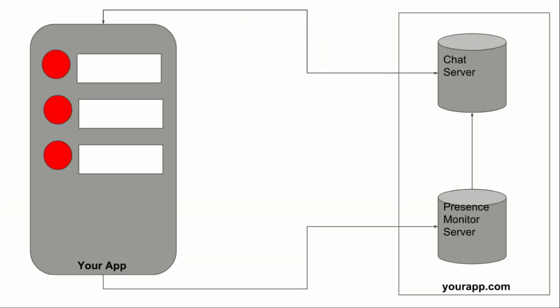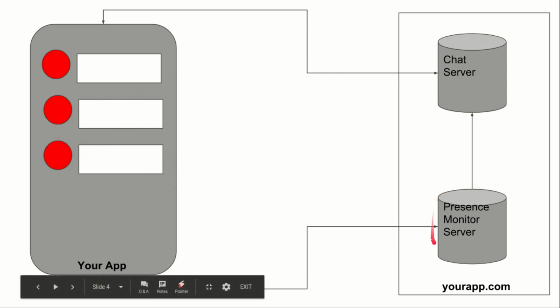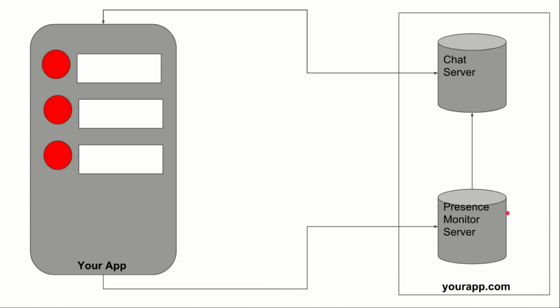Let's suppose you have created a chat messenger. So you need a mechanism to store the chat messages and a way to recognize who is online and who is offline. To do that, you have developed two servers. The first one is the chat server, which is going to store all of the messages being exchanged between the users, and you have created yet another server which monitors the presence of users in real time, right?